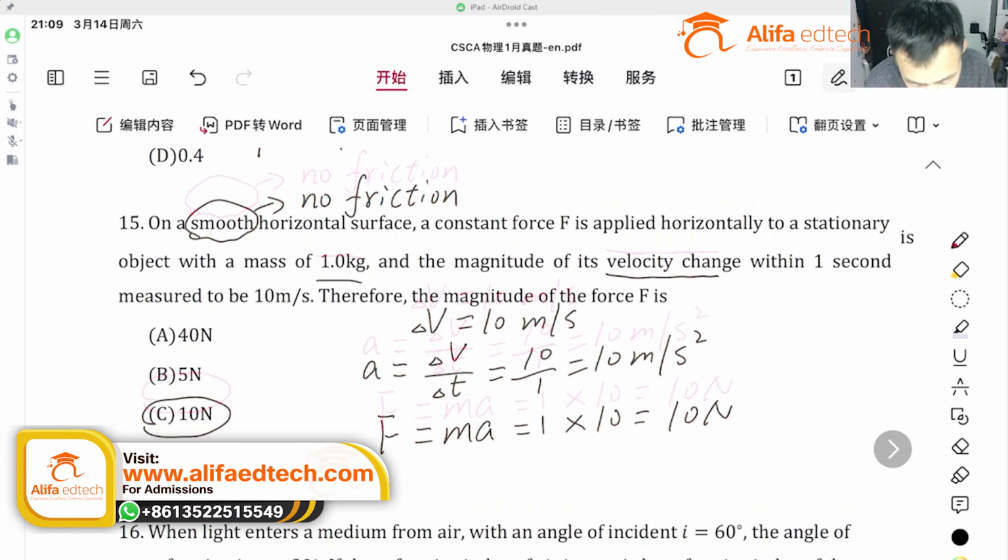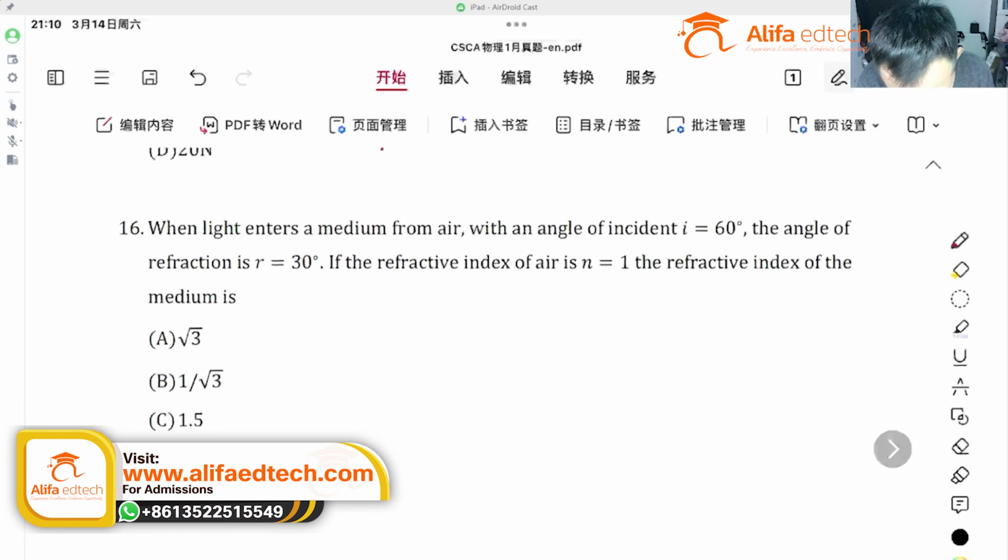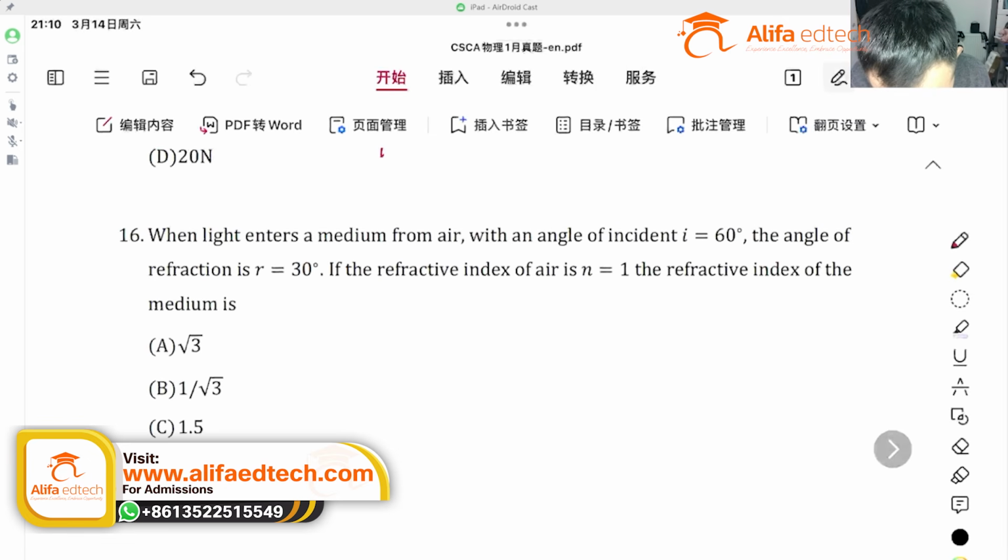Okay, let's look at the next one. Question 16 says light enters a medium from L. The incident angle is 60 degrees and the refractive angle is 30 degrees. If the refractive index of L is 1, calculate the refractive index of the medium.